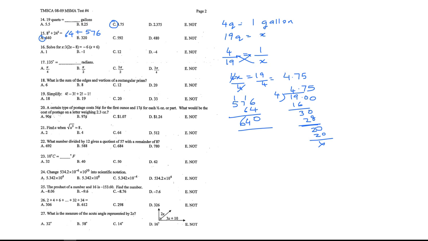Question 16. Solve for X. So the equation is 3 times (2x minus 8) is equal to minus 6 times (x plus 6). So let's multiply 3 with what we have inside the parentheses. So we get 3 times 2x is 6x. 3 times minus 8 is minus 24. And on the right side we get minus 6 times x, which is minus 6x. And minus 6 times plus 6 is minus 36. And we need to solve for x.